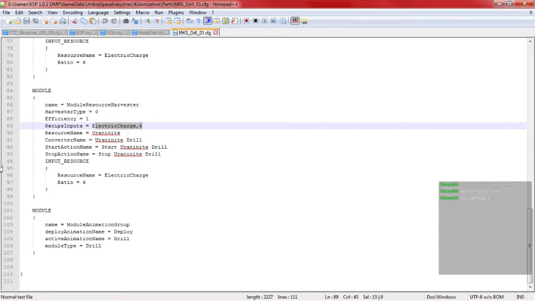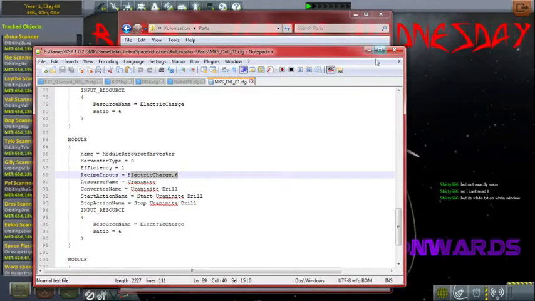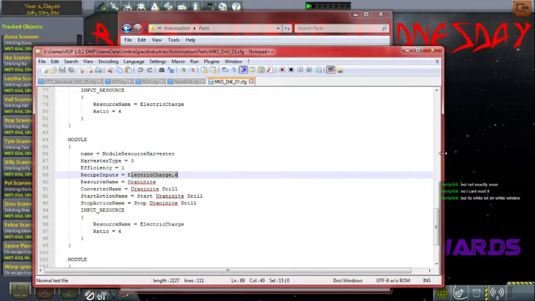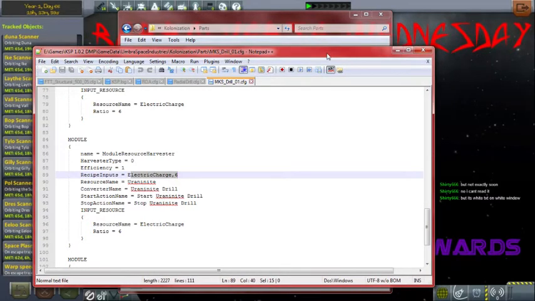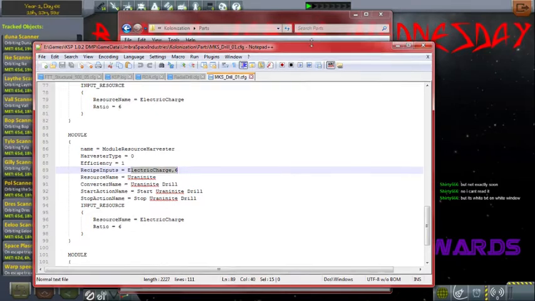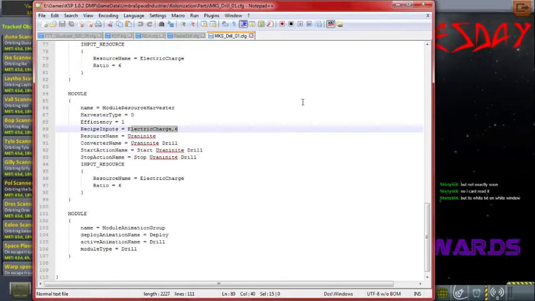Can't read it. Oh, God. Is that any better with it being black behind it? I keep forgetting that it's white text with that thing.